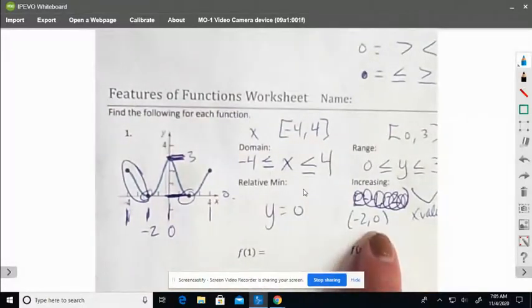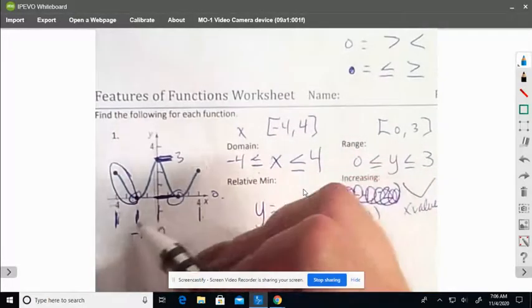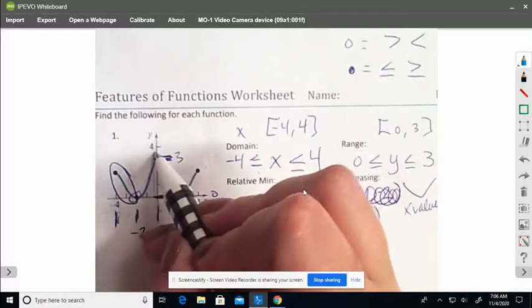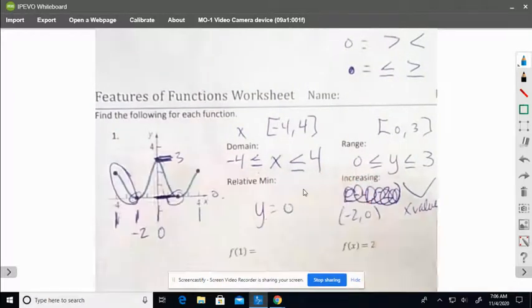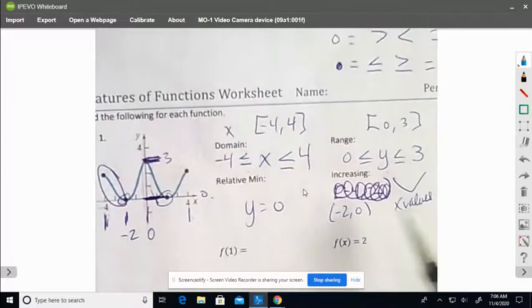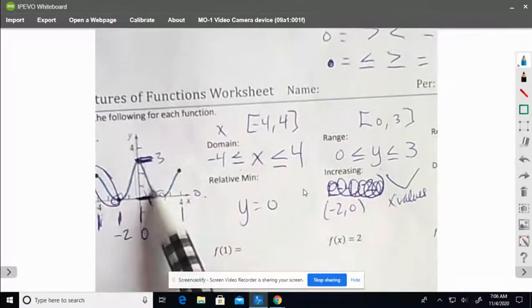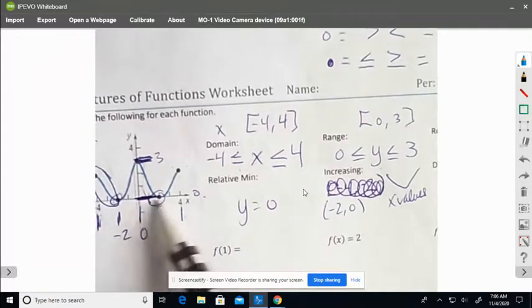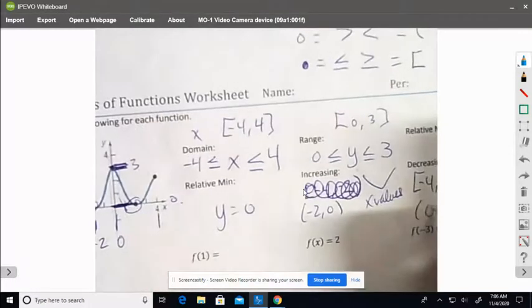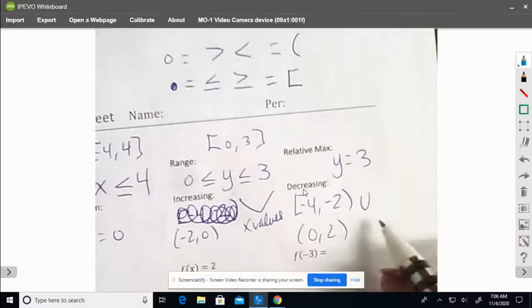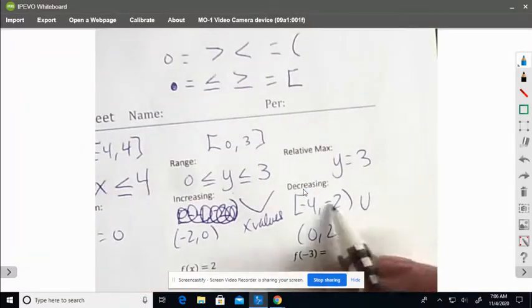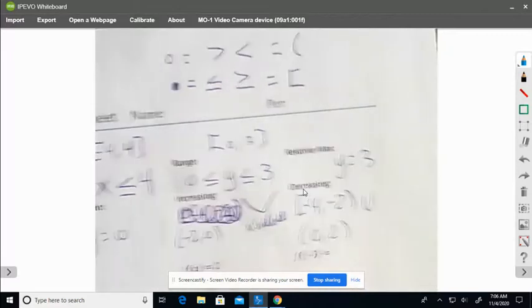And those are going to be just parentheses because they're both turning points. This changed to be going up, and now this is turning down. Now this is going to start to decrease. Once again, they're both turning points. It's decreasing from 0 to 2. And I'm going to put this little thing here. This means included or and. So these are both times where it's decreasing.